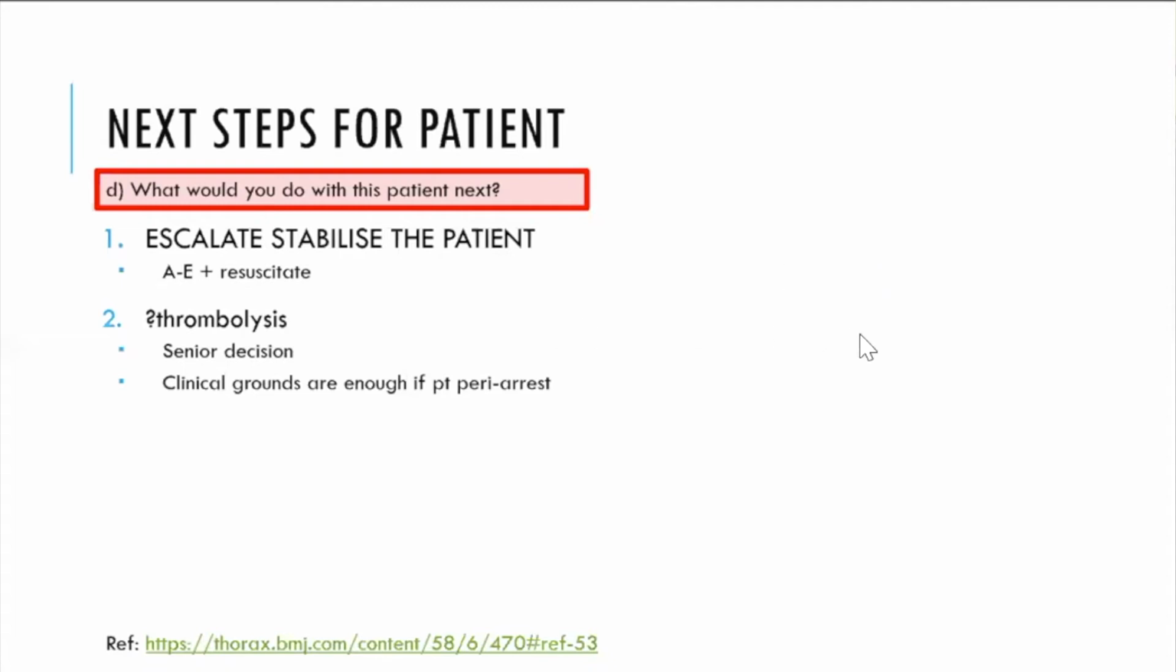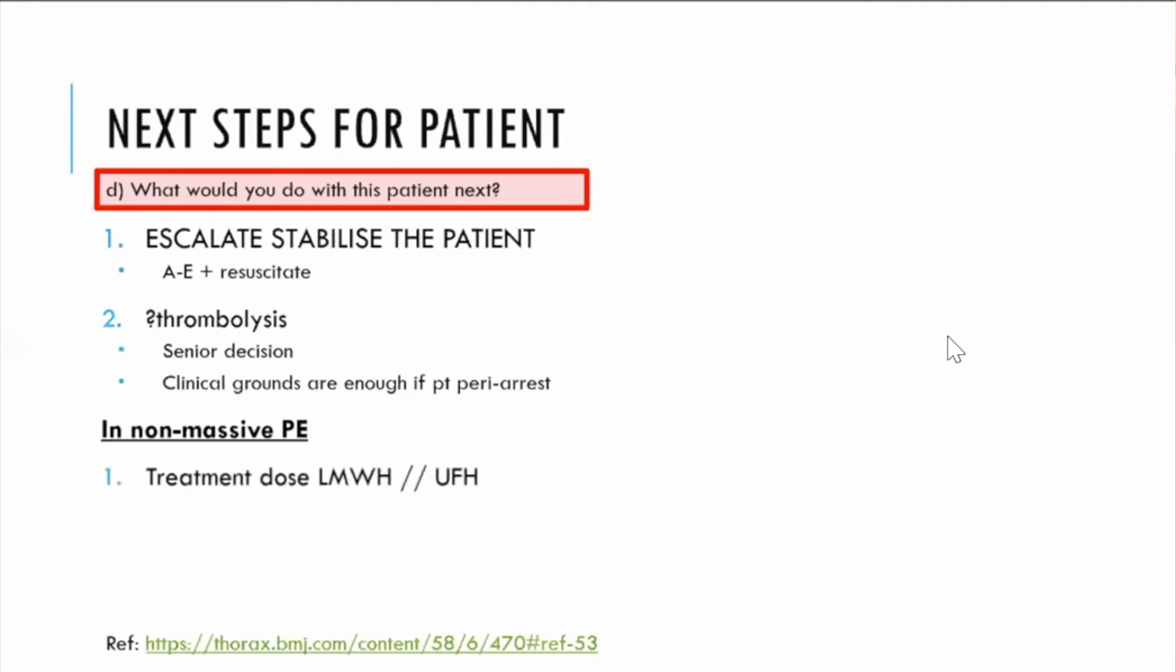And actually, if the patient is peri-arrest and say you've got a collateral history that the patient had sudden onset shortness of breath, pleuritic and sharp chest pain, and now they look peri-arrest and they have a super high Wells score, and you think that actually they're going to go into cardiac arrest, it's very reasonable to just thrombolyze them without doing any kind of investigation. So even an echo or a CTPA.